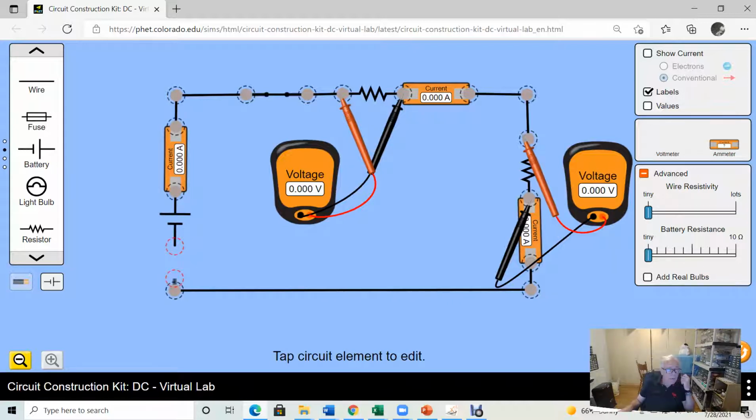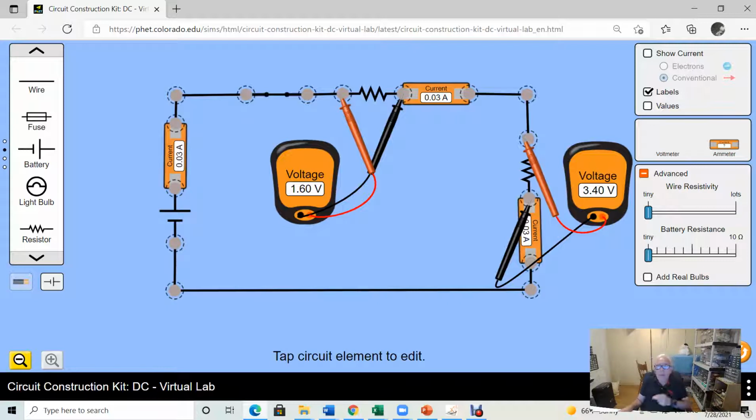Let me close that. I'm going to cut down the amount of wires. What's going on here? Yeah. Huh, interesting. Yeah, leave it this way.